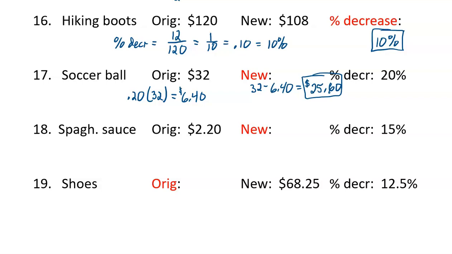Number 18, a jar of spaghetti sauce originally cost $2.20. What is the new price if it's decreased 15%? Let's figure out what 15% of 220 is. And this is 0.33, or in terms of money, 33 cents. We save 33 cents on the spaghetti sauce. So what's the new price? Well, what's 220 subtract 33? That's $1.87.